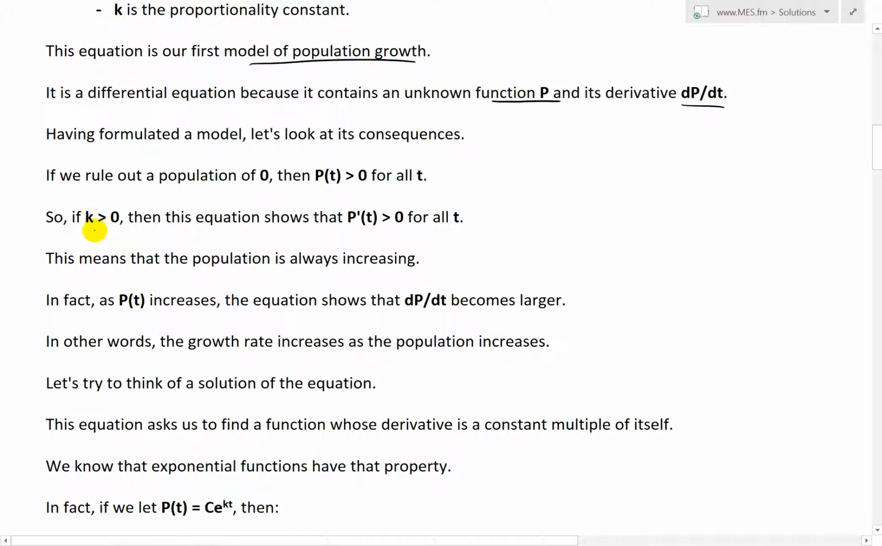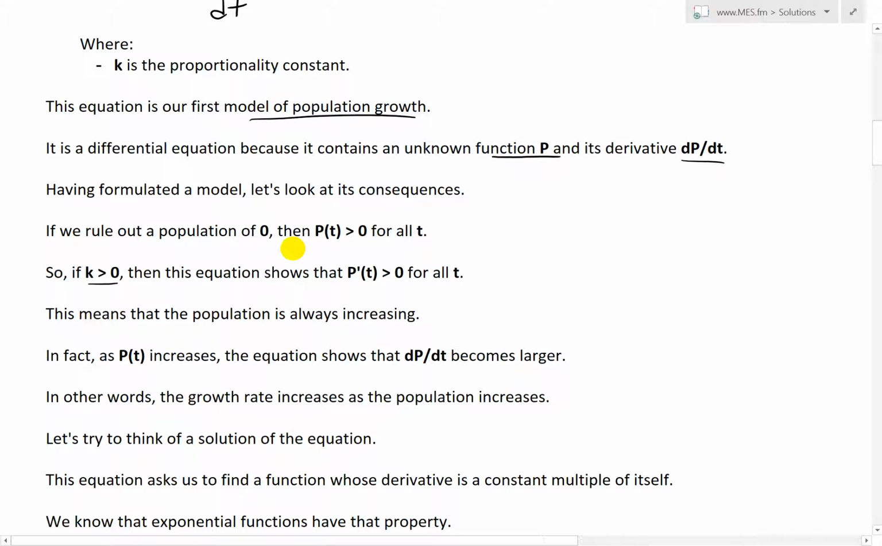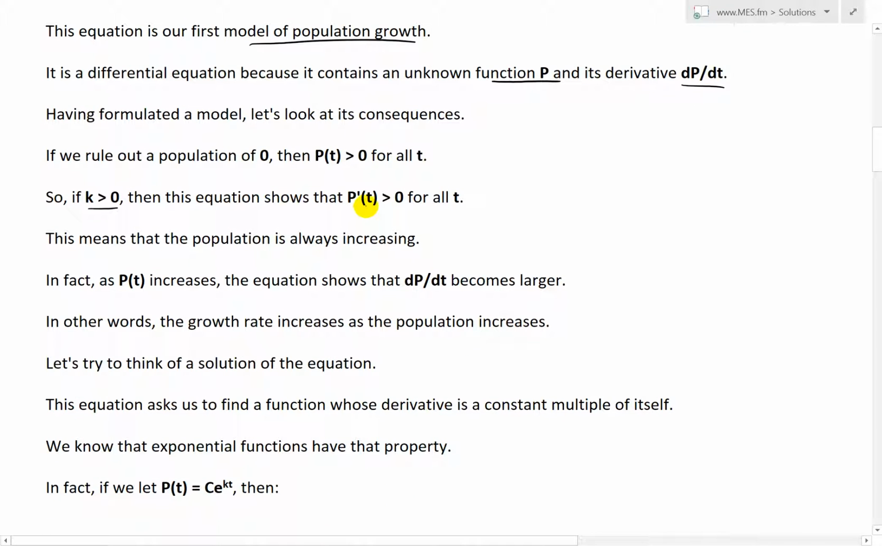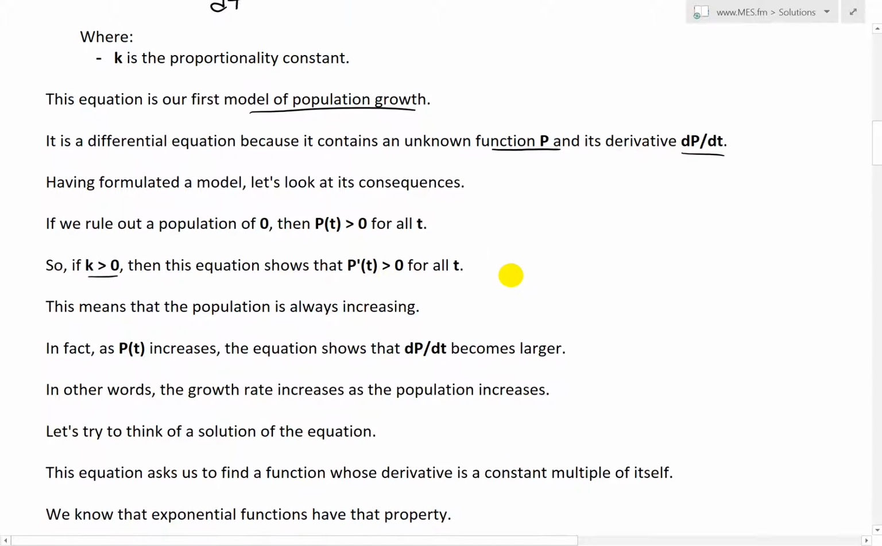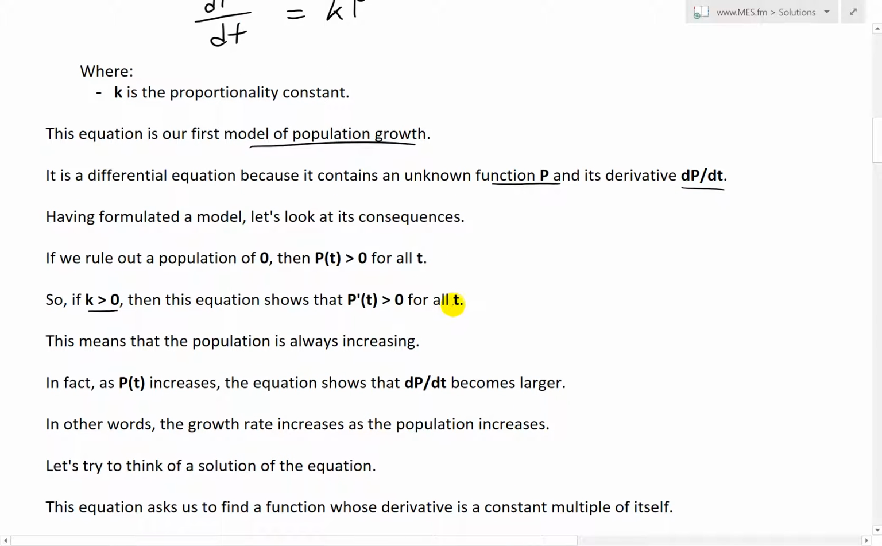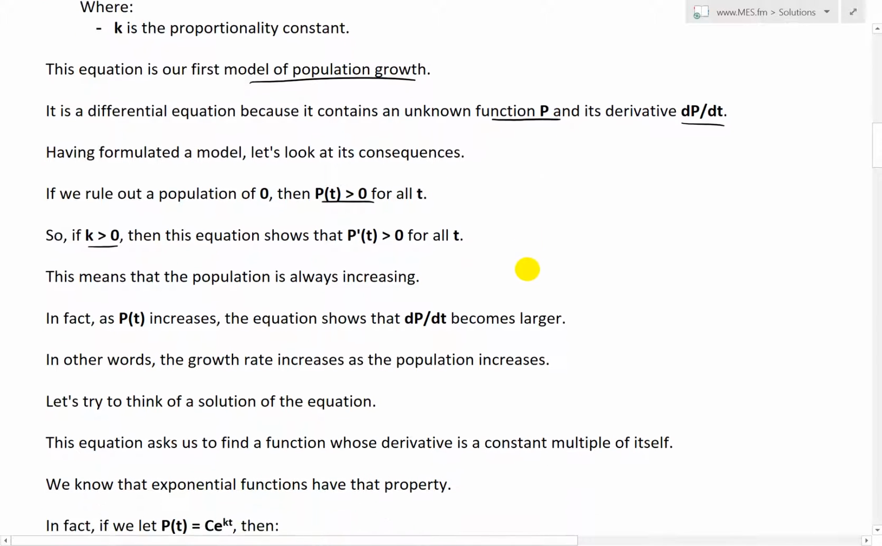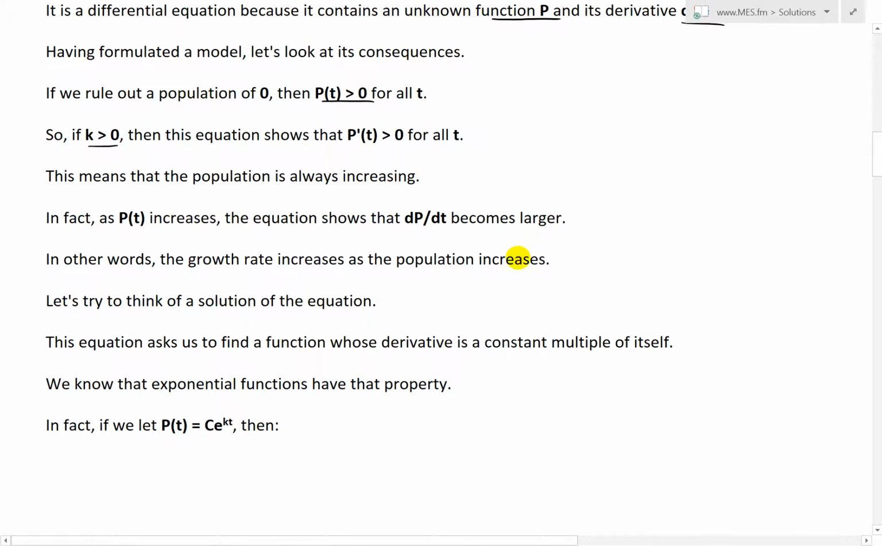So if k is greater than 0, so that we're always growing as opposed to decreasing, and again it's a constant, then this equation shows that the derivative p prime of t, or dp over dt, is always positive for all t. This means that it is increasing, because p is positive, k is positive, so this is positive, meaning the population is always increasing.